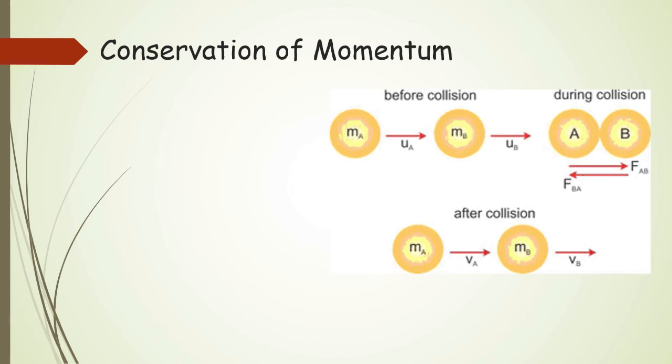Let us now look at a principle called conservation of momentum. Say we have two objects A and B of masses ma and mb moving with velocities ua and ub. These objects collide, and after collision their velocity changes. They start moving with velocities va and vb. Now during the collision, object A is going to exert a force of FAB, say, on object B, and object B exerts a force on object A which we call FBA.